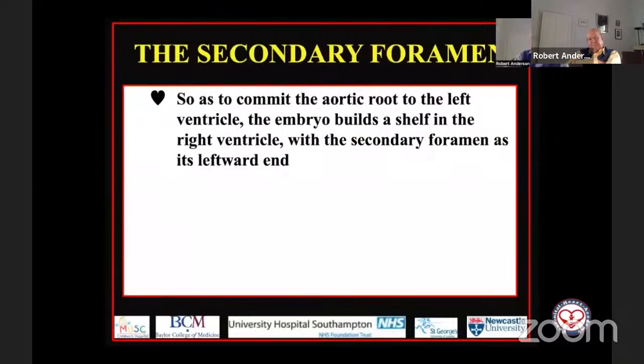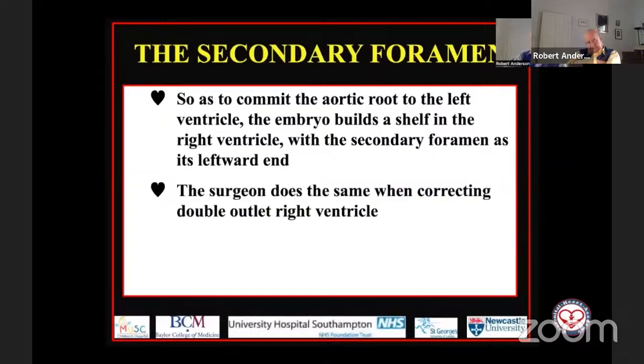To summarize, so as to commit the aortic root to the left ventricle, the embryo has built that shelf by fusing together the proximal outflow cushions, which then muscularize. And that has created this tunnel, which at its leftward end has the secondary foramen.